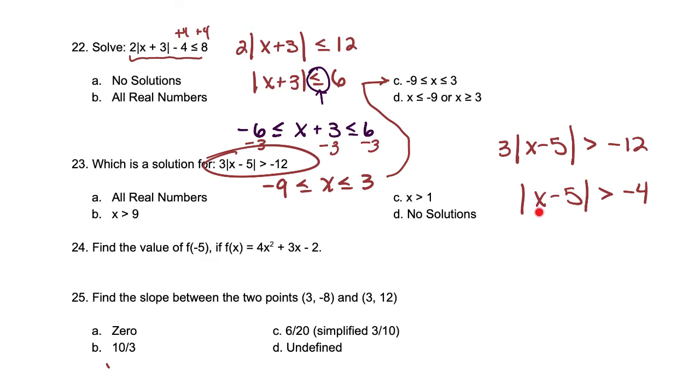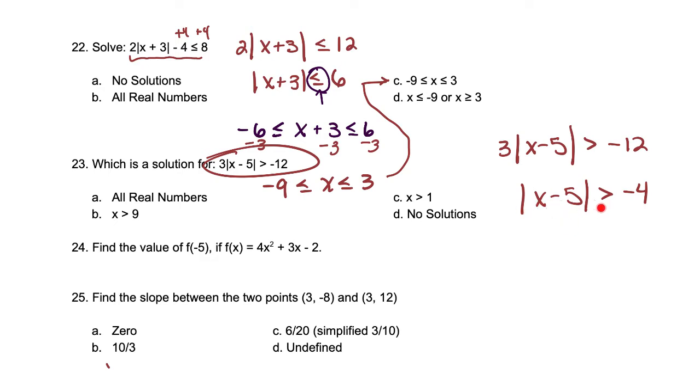So imagine you put in any number you want for x. Maybe you put in 10. 10 minus 5 is 5, and you take the absolute value. And the question is, is that answer then greater than -4? And it is. So then you'd know 10 is one of those solutions that works.